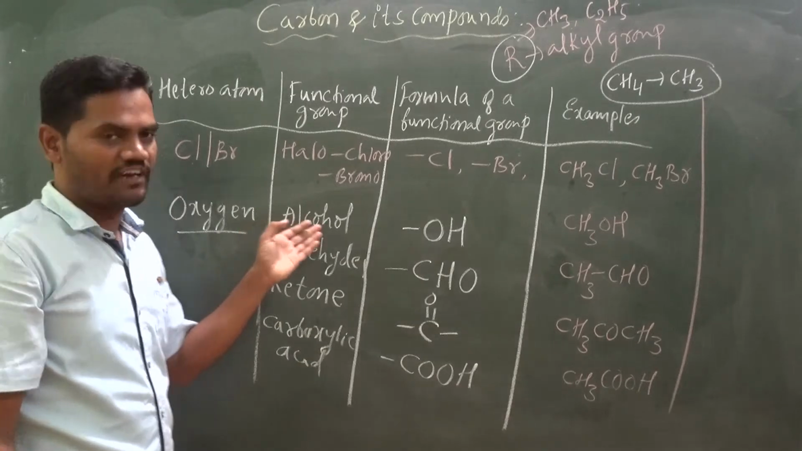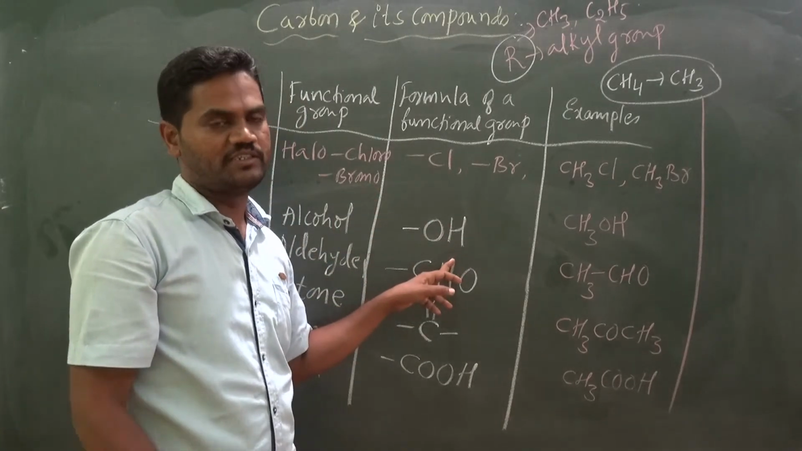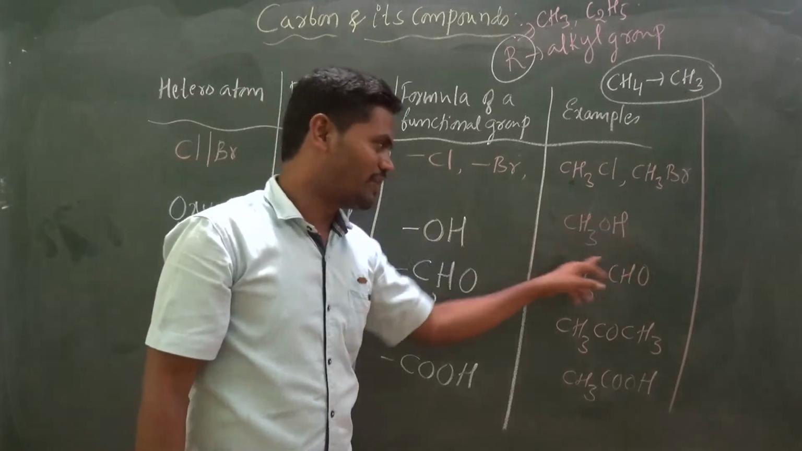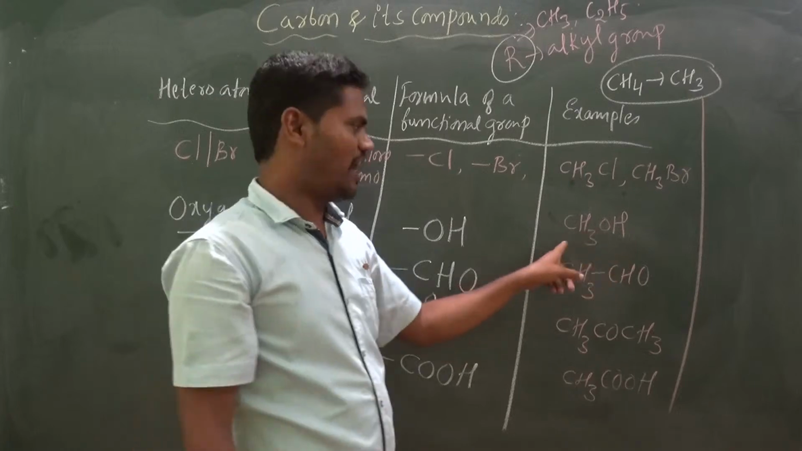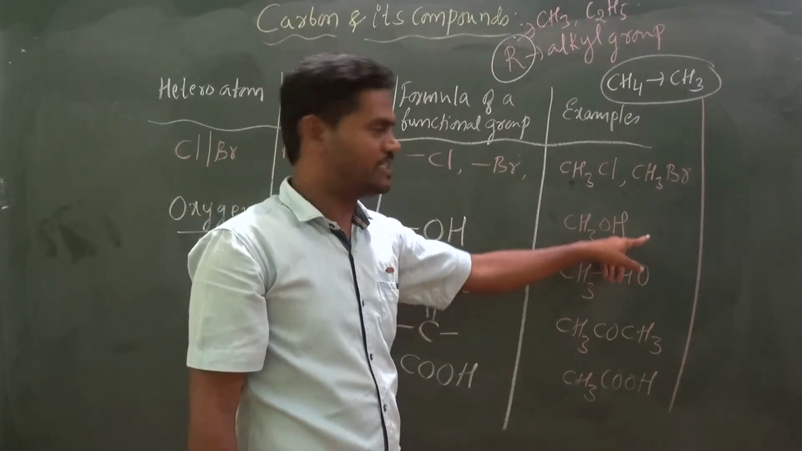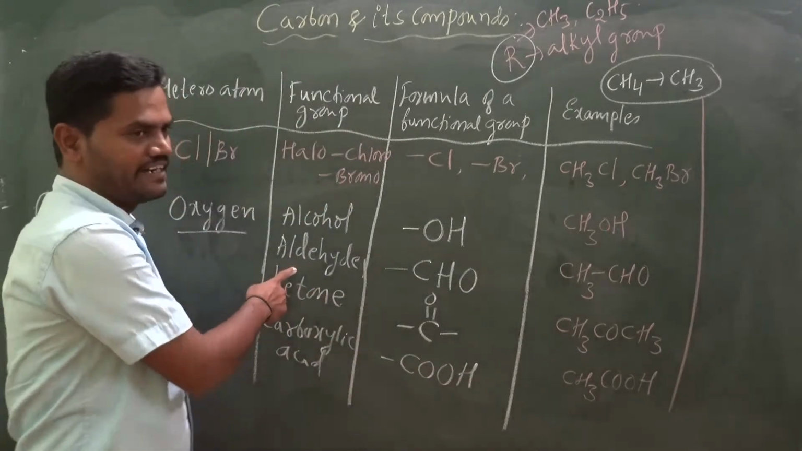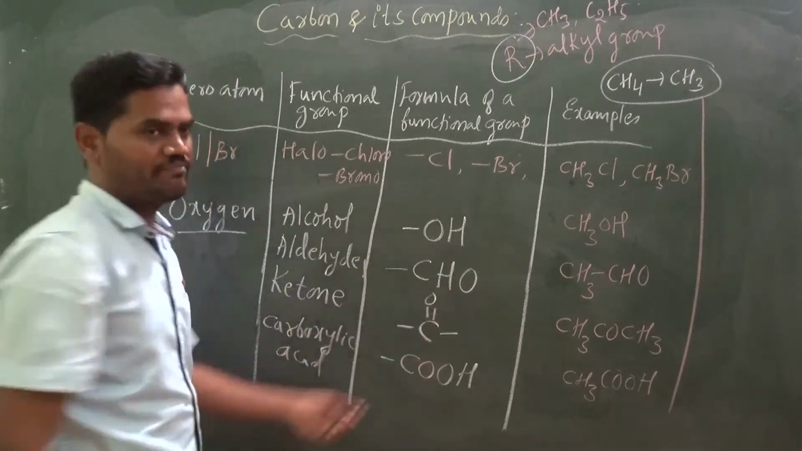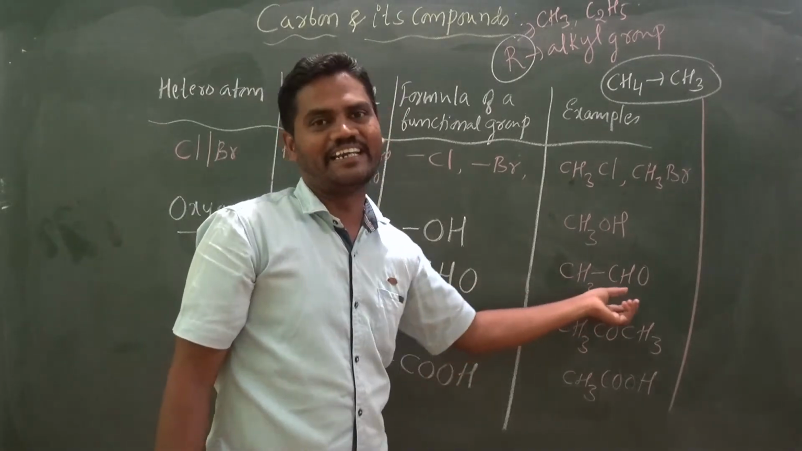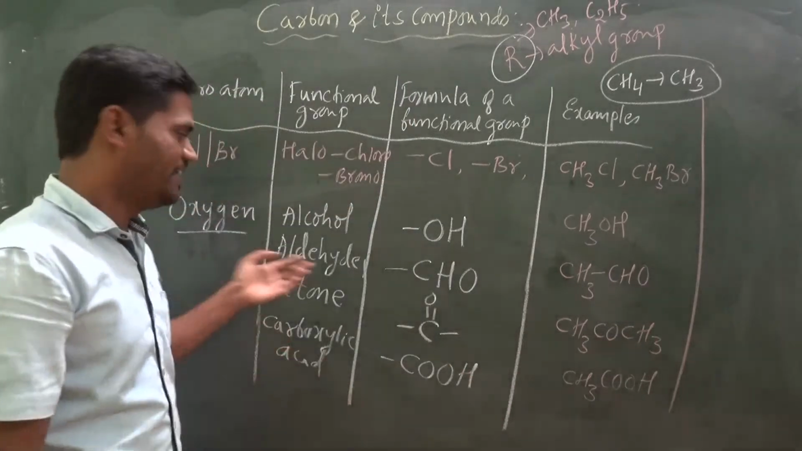See here, for alcohol, the functional group of the alcohol is OH. The next one, I am taking an example, methyl alcohol. So ROH, simple ROH. This one is the methyl alcohol. The next one is the aldehyde. The functional group for the aldehyde is CHO. Then this one is the acetaldehyde. RCHO means aldehyde. The next one is the ketone.